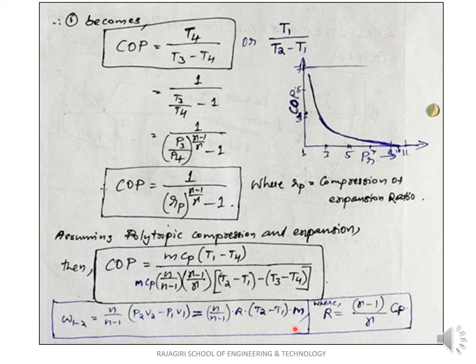By substituting all these terms, we can represent the work term as m Cp n by n minus 1 into gamma minus 1 by gamma. So Cp into gamma minus 1 by gamma is R, n by n minus 1 is the polytropic term, and m is the mass flow rate. Within the bracket, (T2 minus T1) minus (T3 minus T4). If the compression and expansion processes are polytropic, this is the expression for the COP of a Bell-Coleman cycle.